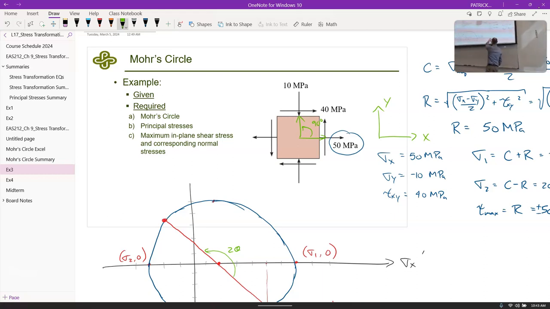So this is sigma x prime, but if you just draw a straight line from your state of stress through the center to the opposite side of the circle, that is your sigma y, comma, tau xy stress.